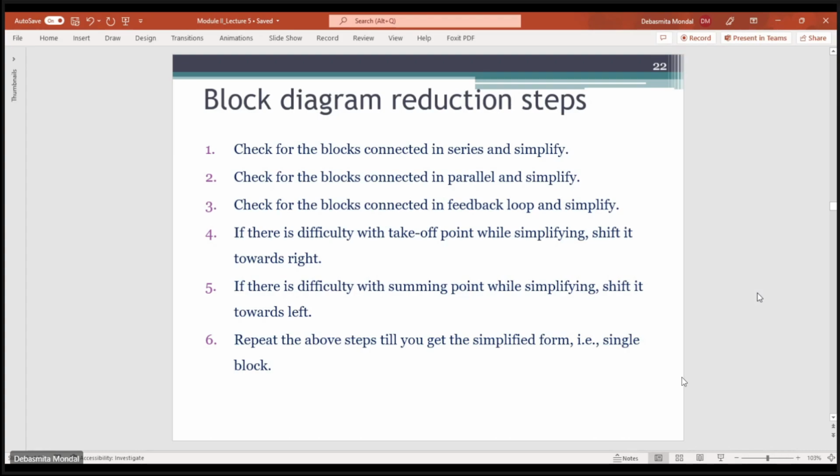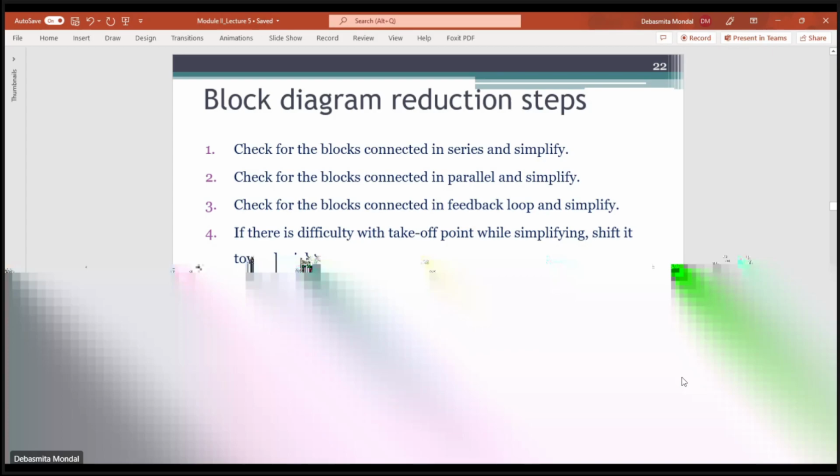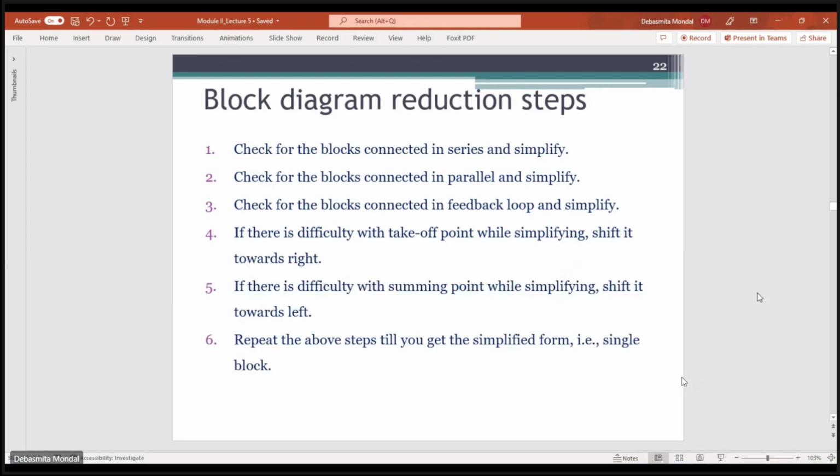The first step is that if you have blocks which are connected in series, as in there is no interconnection or no takeoff point or summing point between the two blocks, if they are just connected in series, you combine those blocks and take an equivalent block. Similarly, if you have blocks in parallel, then you combine those blocks and simplify the block diagram. Then the third step is that you check whether there are any simple feedback loops present in the system or not.